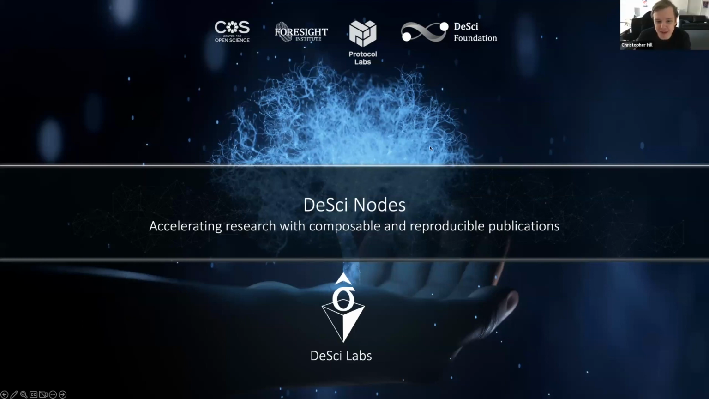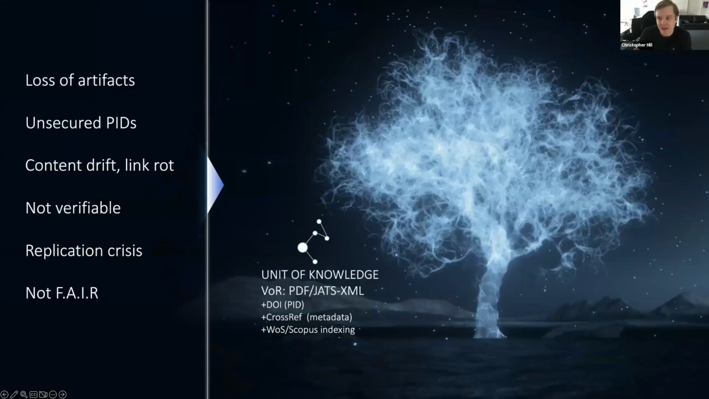So today I'm going to talk about DeSci nodes and how we can accelerate research with composable and reproducible publications. So the scientific record is our greatest achievement. It forms this vast tree of knowledge that we've been building for thousands of years.